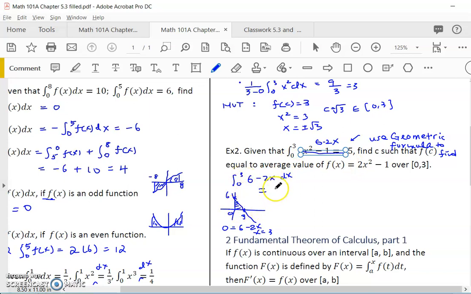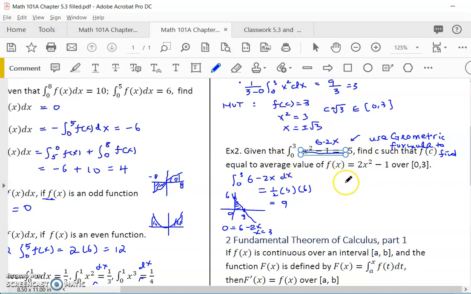And this is just a triangle. The triangle would be 1/2 times base 3 times height 6. So that is equal to 9. So this is how you do an integral using a geometric formula, because it's a line. If it's a line, you can figure out how to do it, either with a triangle or trapezoid or something.